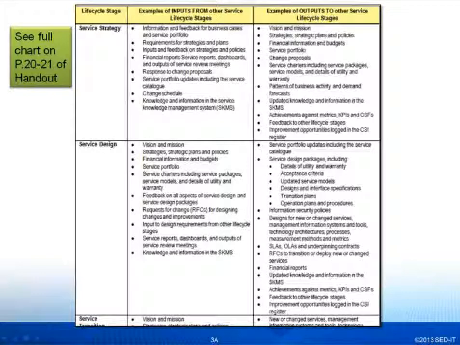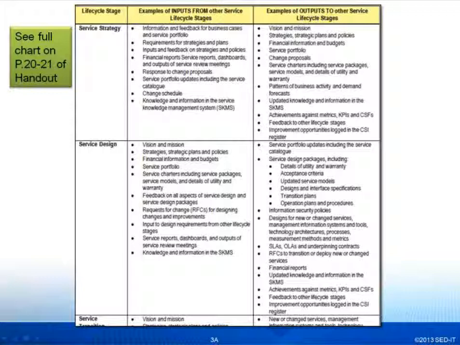Okay, so how do I remember this stuff? Because there's lots of bullet points, right? So you're looking at this and going, oh my goodness, what am I going to do? Well, let's first of all look for the patterns, right? So if you look at examples of outputs to other service lifecycle stages, which is column 3, for service strategy, it starts off vision, mission, strategy, strategic plans, policies, financial information. Quite frankly, you can figure this out if you just remember the processes that are in strategy.